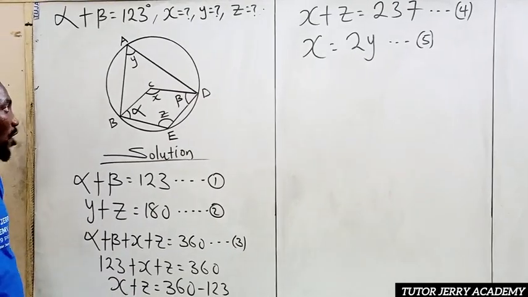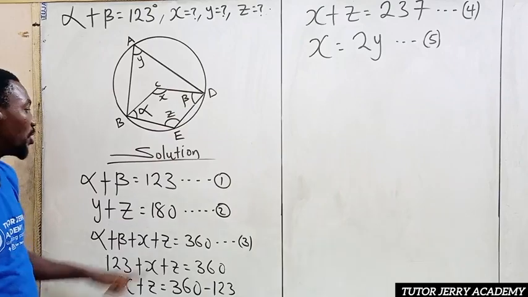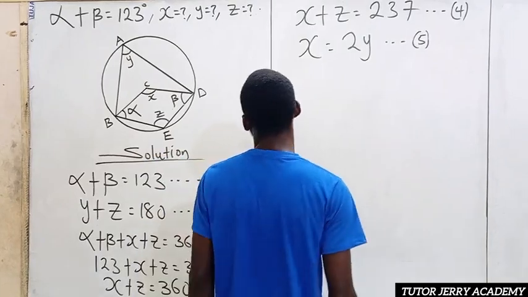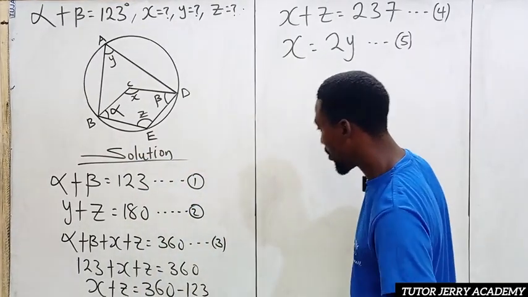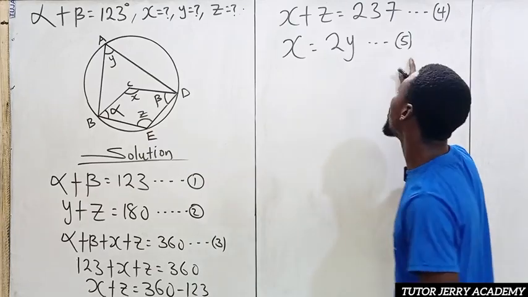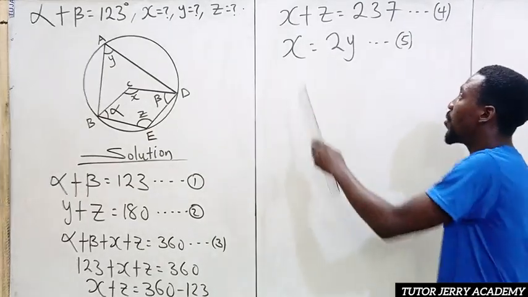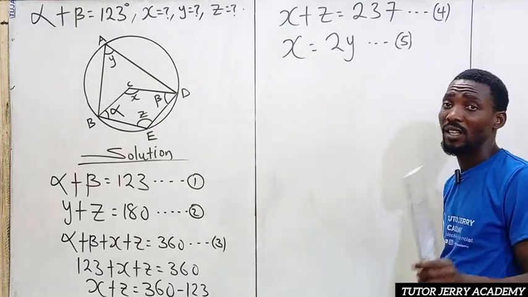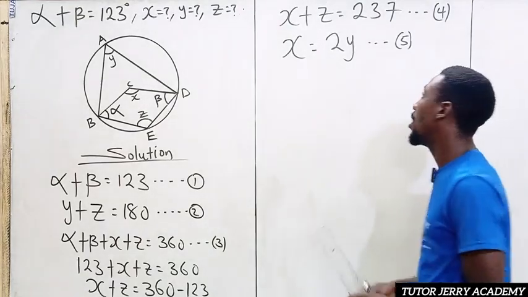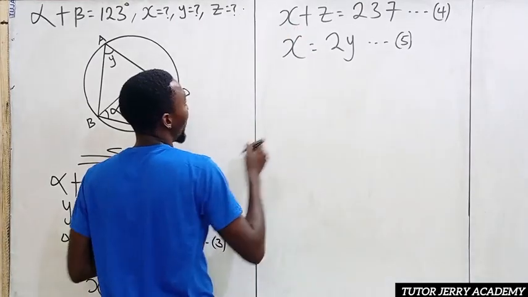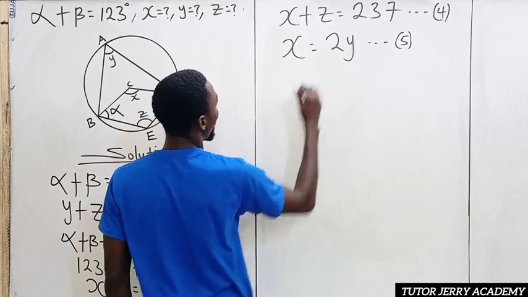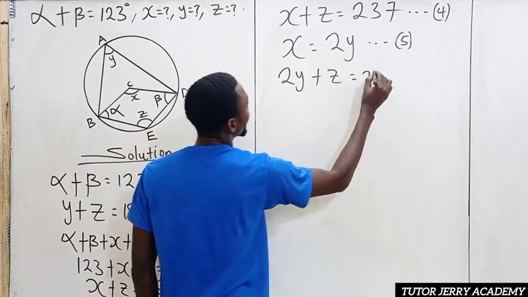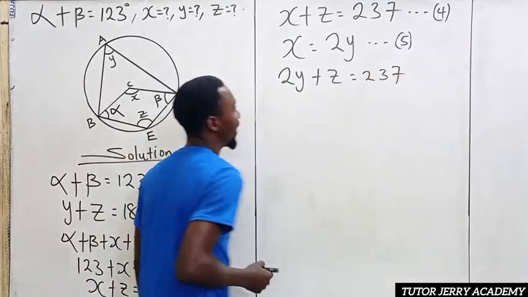So it means that we can substitute equation 5 into equation number 2. Sorry, we can substitute equation 5 into equation number 4, because we have equation number 4 to be s plus z equal to 237. All right, so we are going to replace s here with 2y. So we substitute 5 into 4. We are going to have 2y plus z to be equal to 237. Is that clear?